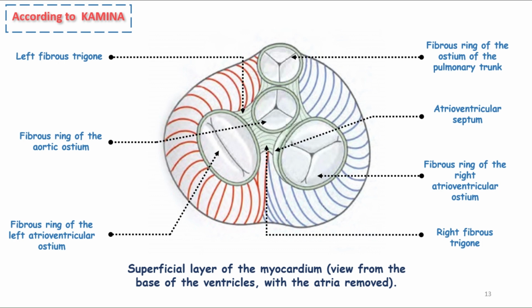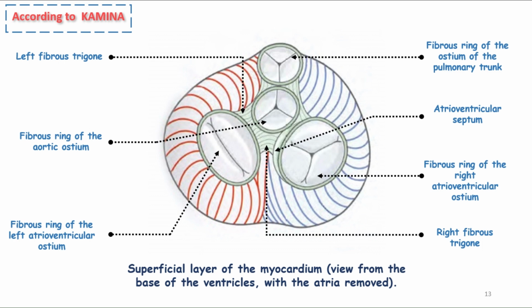These fibrous rings serve as anchoring points for the cardiac valves, and provide electrical insulation between the atria and the ventricles. Surrounding these rings are spiral bundles of myocardial fibers. Notice how they are colored red on the left, and blue on the right, illustrating the distinct orientation of fibers in each ventricle. These fibers arise from the fibrous rings and trigons, and follow a helical trajectory, converging toward the apex of the heart in a vortex-like fashion. This arrangement plays a key role in the twisting motion of the heart during systole, optimizing blood ejection.